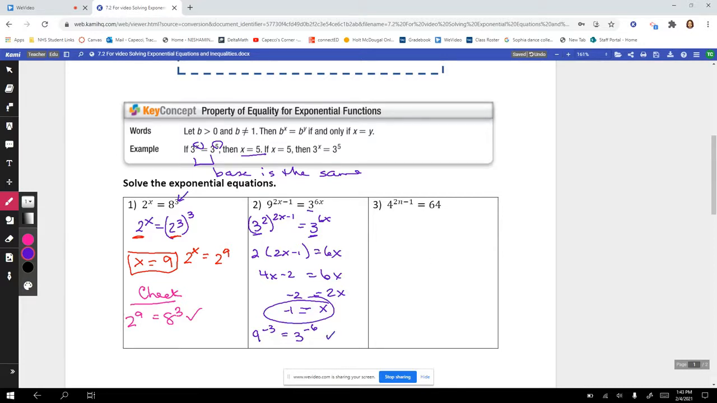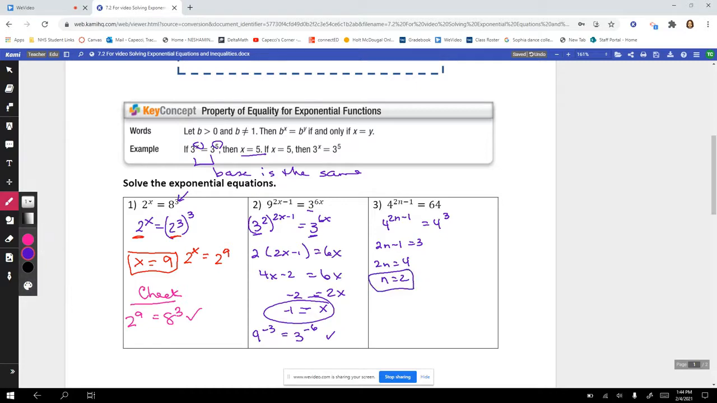All right, moving on to number 3. Again, my goal here is going to be to keep the base of 4. So 64 is 4 to the 3rd power. So I have 2n minus 1 is equal to 3. So 2n is equal to 4 and n is equal to 2.